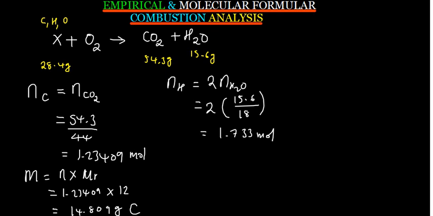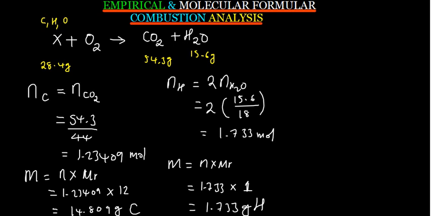We also need to find the mass of hydrogen. So mass is still number of moles times molar mass. So the number of moles is 1.733 times the molar mass of hydrogen, which is 1. I'm using 1, but you can use 1.008 or 1.007984. So that will still be 1.733. Now this is going to be grams of hydrogen.